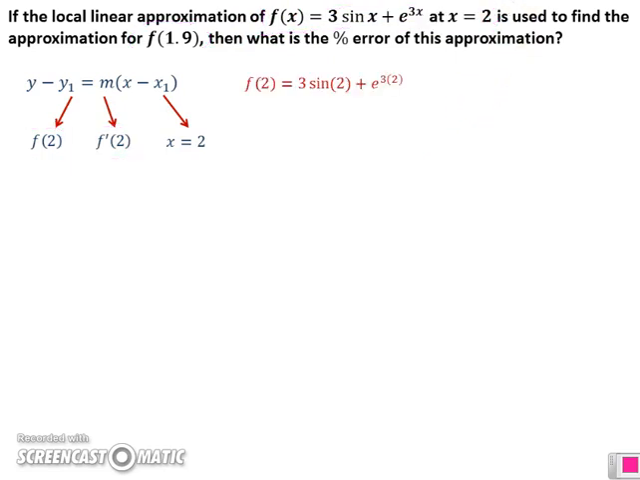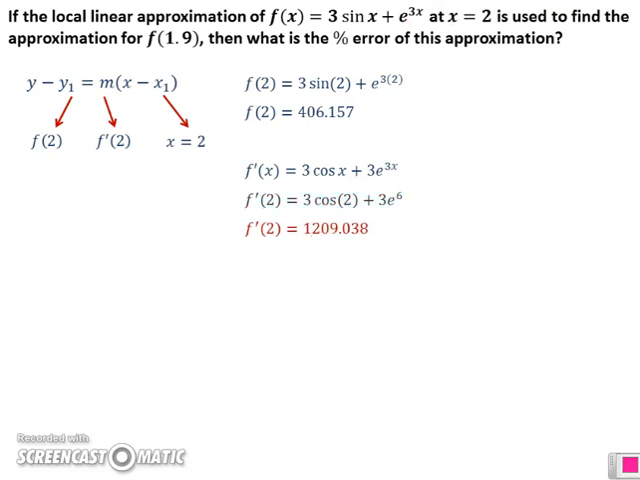So f of 2, we plug in a 2. We're going to need a calculator for this one. It's a nasty one. The derivative when x equals 2, so 3 cosine x, and then we're going to have e to the 3x times 3, and then plug in that 2. Use your calculator for that too. So this is icky, but we're plugging it in now.